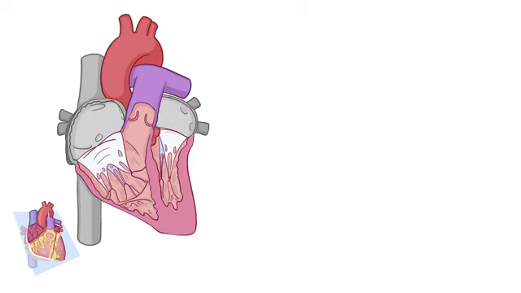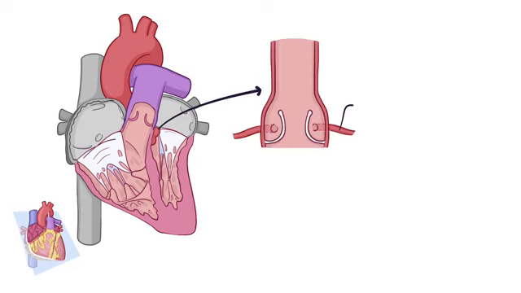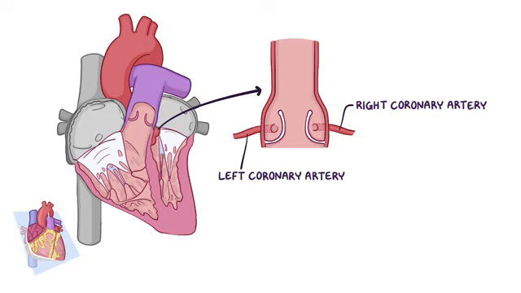The sinus formed above the right aortic cusp is the origin of the right coronary artery, and the sinus formed above the left aortic cusp is the origin of the left coronary artery, both of which nourish the heart muscle.